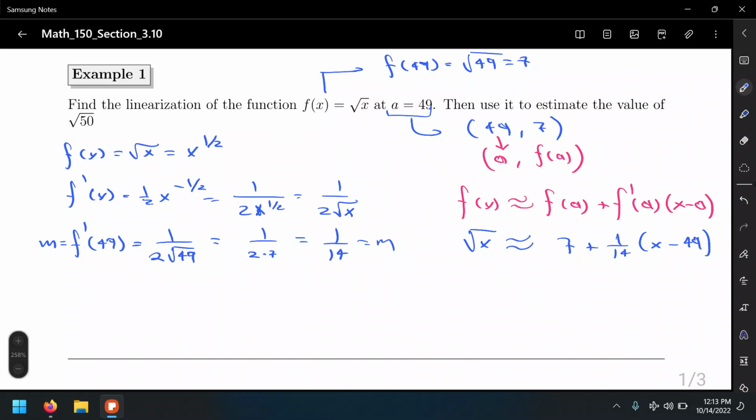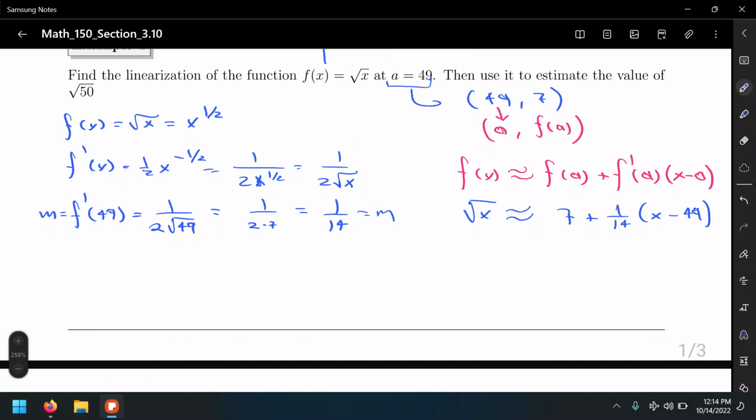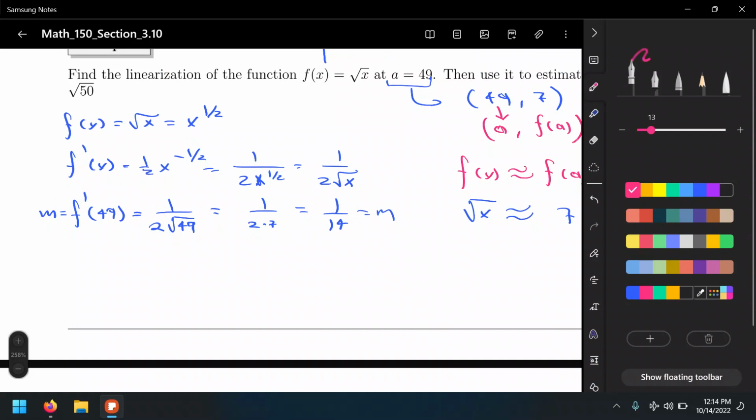In this case, we're not going to use any decimals. We are going to leave it in exact form. So here is the thing, guys. This is the best advice I can give you about linear approximation. I know this looks very tempting to distribute, but leave it like that. Do not distribute. I will show you why.